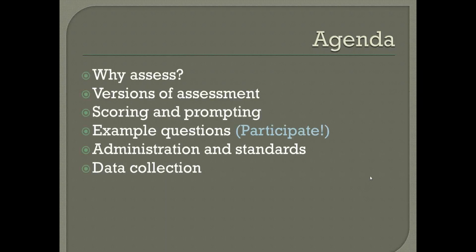So today we're going to be talking about the assessment. We're going to address the questions of why we are assessing, so what is the importance of this. We're going to talk about the different versions of the assessment that Cal provides. We're going to be talking about scoring and prompting, which is a bit confusing, so we're going to try to clarify some of those issues. And we're going to go over some example questions from the cultural orientation assessment.